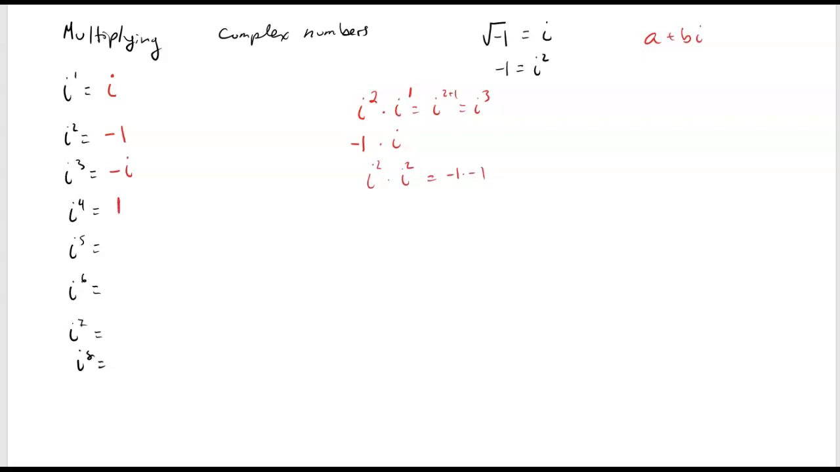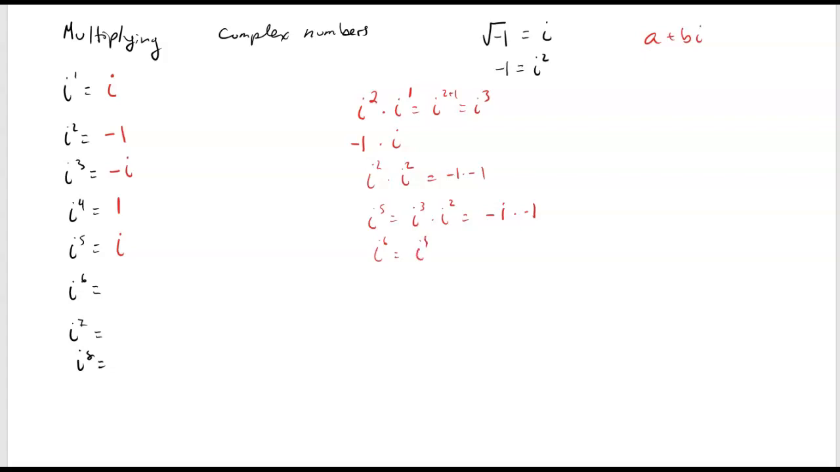Okay, I'm going to continue this pattern, and what I'm going to notice, if I do i to the power of 5, and again, I can pick any numbers, so let's do i cubed and i squared. So this will give me -i times -1. The two negatives are going to cancel out. Notice I'm right back to i, which was the same one as i to the power of 1. So let's see what happens with i to the power of 6.